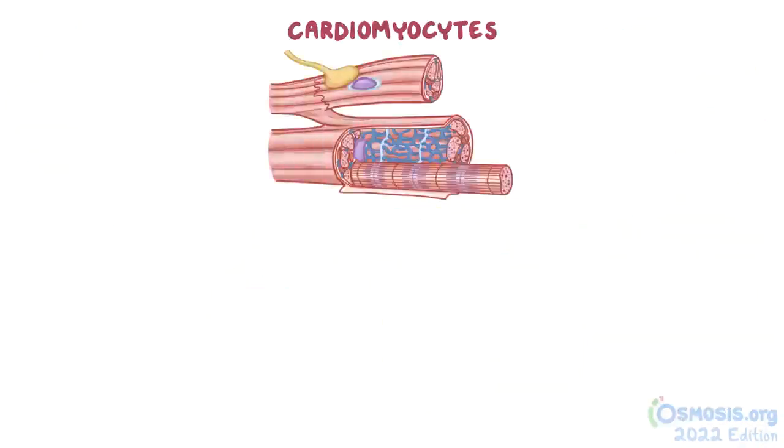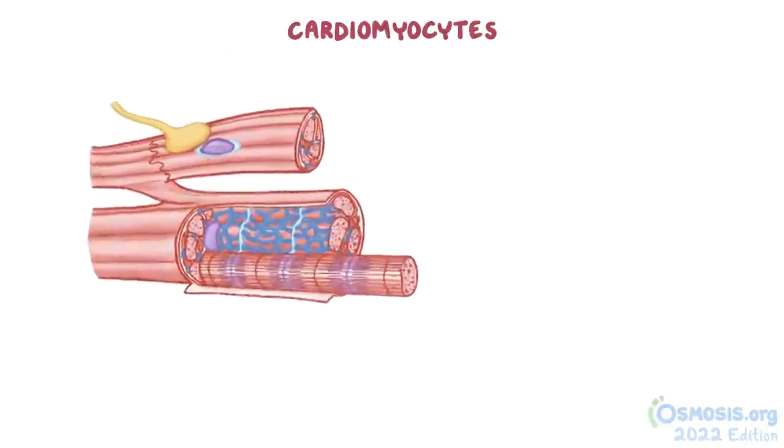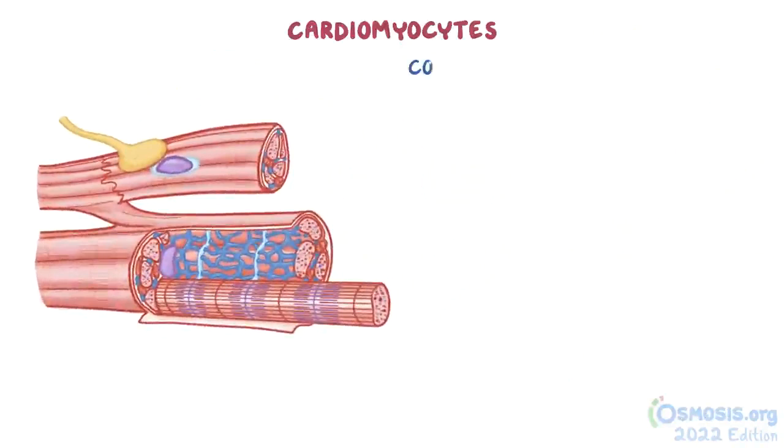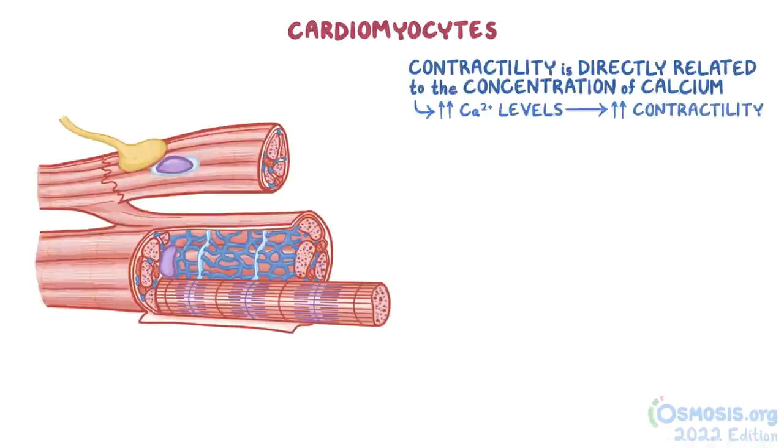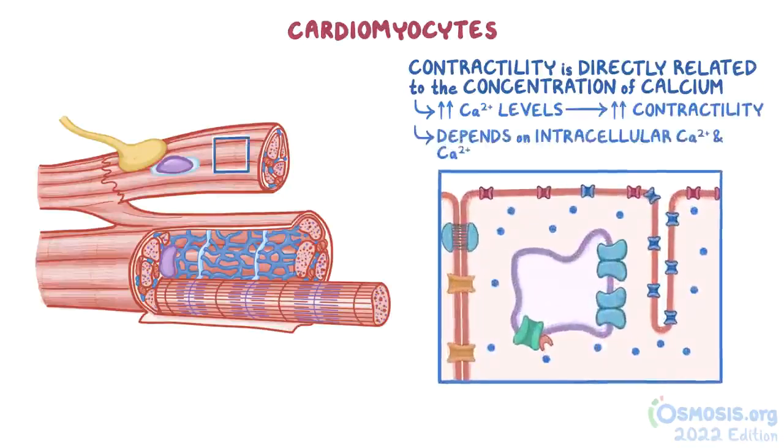Now that we understand how a cardiomyocyte contracts, we can look at the various factors that affect cardiomyocyte contractility. Contractility is directly related to the concentration of calcium within the cardiomyocyte, so any factors that increase intracellular calcium levels will increase cardiac contractility. Since calcium is stored in the sarcoplasmic reticulum, concentrations of calcium will vary with how much calcium there is intracellularly and how much calcium is stored within the sarcoplasmic reticulum that is available to be released.